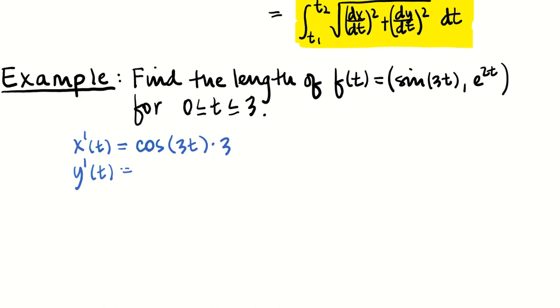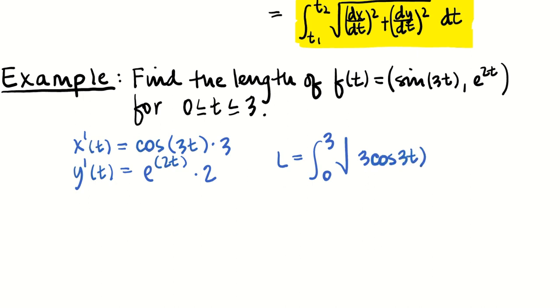And y prime of t is going to be, all right, the derivative of the outside, well, the derivative of e to a thing is e to that thing, multiplied by the derivative of the inside, which is 2. And we've got an expression for x prime of t and y prime of t, right? And I know that the length they're asking for is going to be the integral from t1 to t2, that's 0 to 3, of the square root of (dx/dt) squared plus (dy/dt) squared with respect to time.